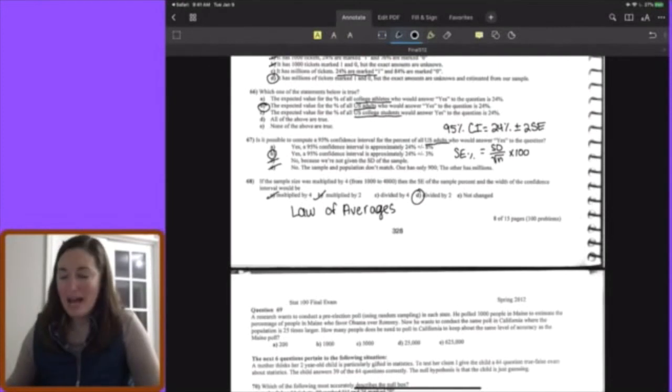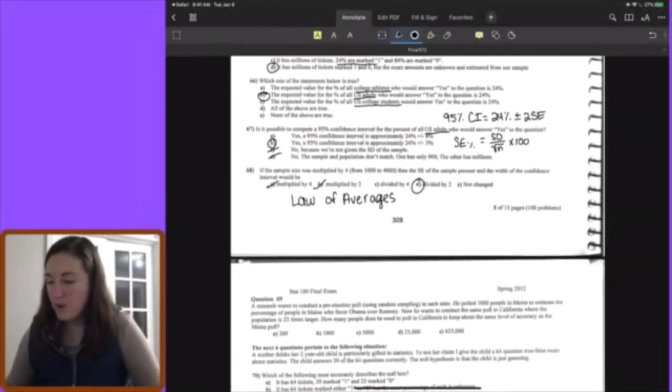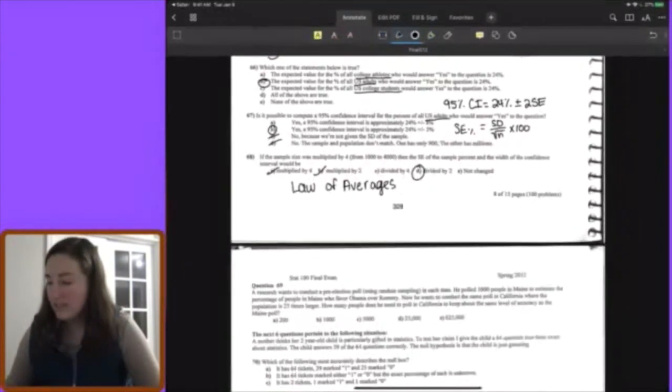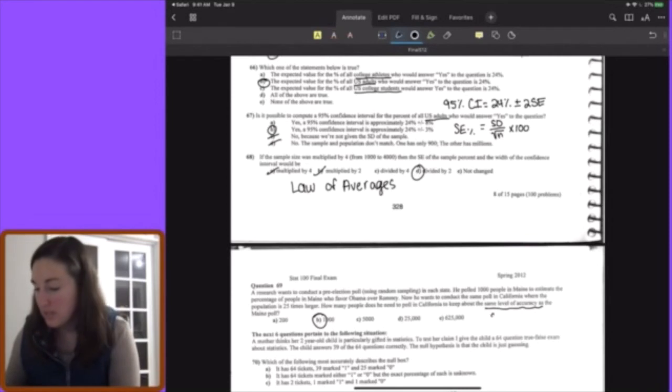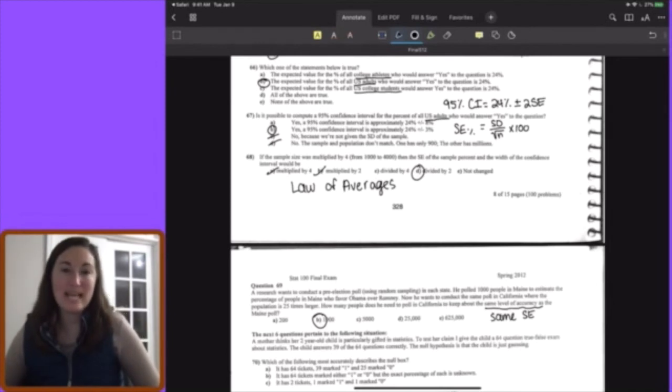Last question before we get to hypothesis testing. 69 says a researcher wants to conduct a pre-election poll. He polled 1,000 people in Maine to estimate the percent who favor Obama over Romney, again, 2012. Now he wants to conduct the same poll in California. Population is way bigger, but we do want the same level of accuracy. So I am going to poll the exact same amount of people, because the same accuracy means you want the same standard error. So we want our n's to be the same. If I wanted to be more accurate in California, I'd need to poll more people. If for whatever reason I wanted to be less accurate, I'd need to poll fewer people.